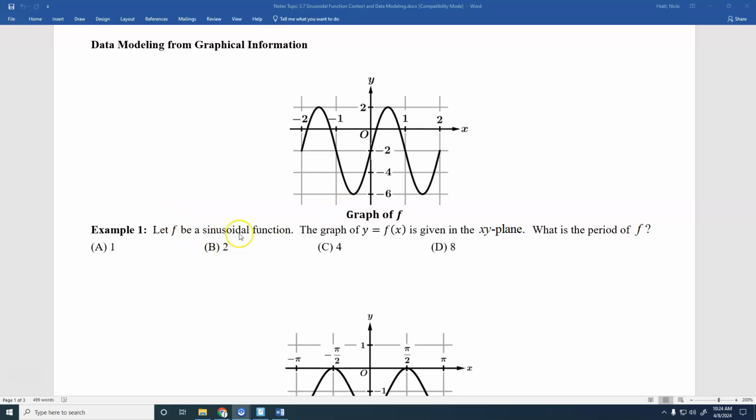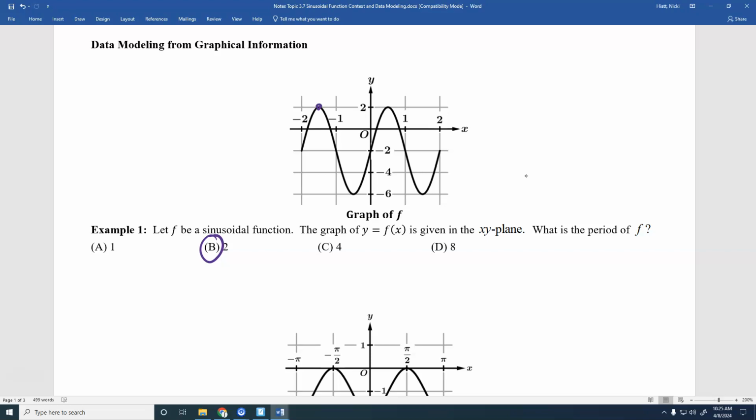So f is a sinusoidal function here. The graph y equals f of x is given above in the xy-plane. What is the period of f here? What would you guys say for that one? 2. It is 2.